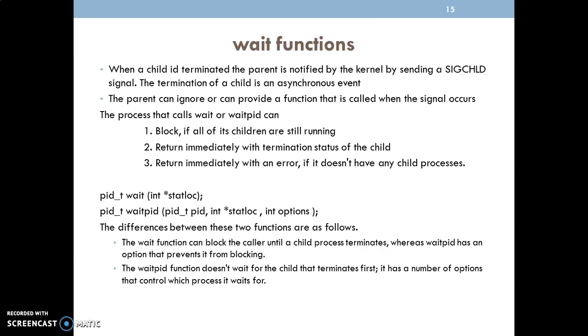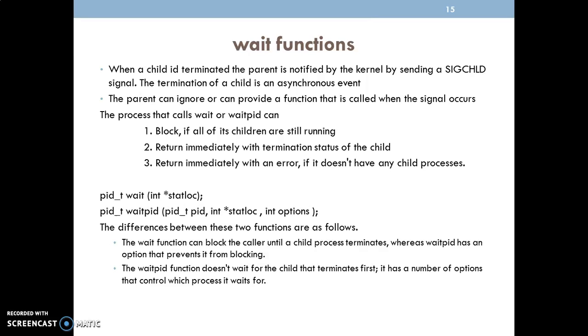Wait functions. Usually wait functions are executed by the parent to get the termination status of the child process. When a child terminates, the parent is notified by the kernel by sending a signal, that is the child signal. The termination of the child is an asynchronous event, which means these functions are only executed when the kernel sends the child signal to the parent, indicating that your child is terminated. Just retrieve the termination status. In that case only the wait function will be executed by the parent. So the parent can ignore the signal or can provide a function that is called when the signal occurs.